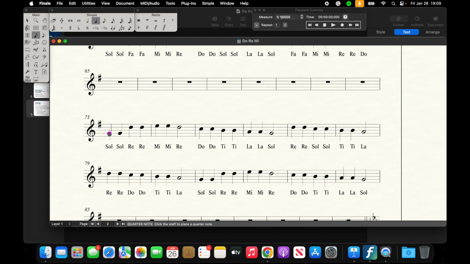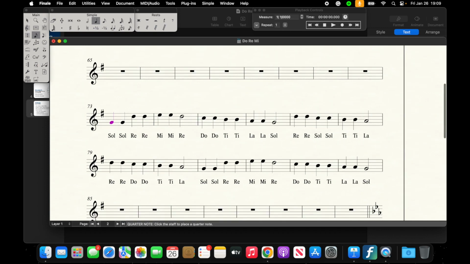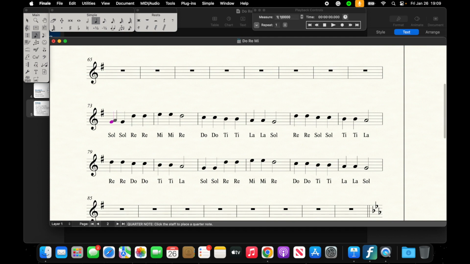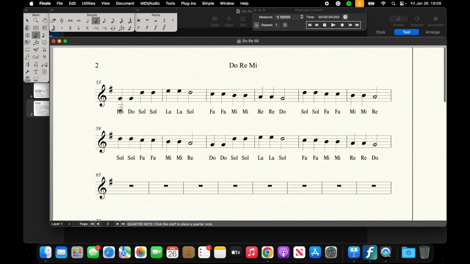So, re. That, in my mind, is kind of weird. If you're using fixed do, probably not. But I would prefer to do it this way. And I'm going to go drop it down now.